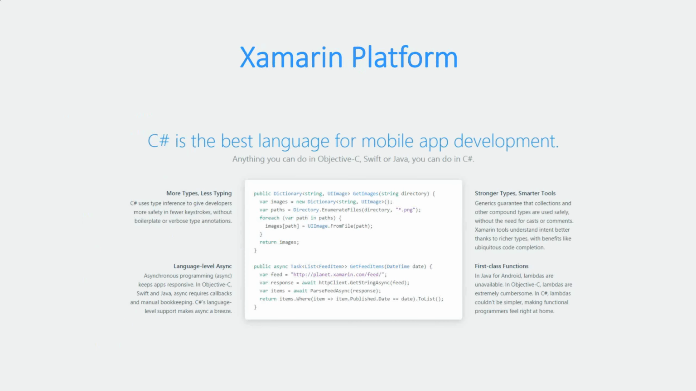The Xamarin platform, it is C#. You have full access to all of the C# language, like async, await and asynchronous programming. You basically type less to do a lot more work. It has smarter tools like Visual Studio, one of the greatest IDEs out there, and it has first-class functions. So if you're doing Lambda expressions in Android, that's not available. In Objective-C, it's very, very cumbersome, but in C#, it just works. It's very simple.